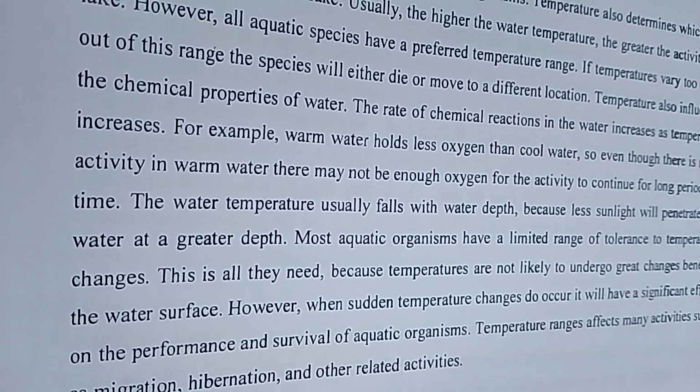Usually the higher the water temperature, the greater the activity in the lake. However, all aquatic species have a preferred temperature range. If temperature varies too much out of range, species will die or move to a different location.